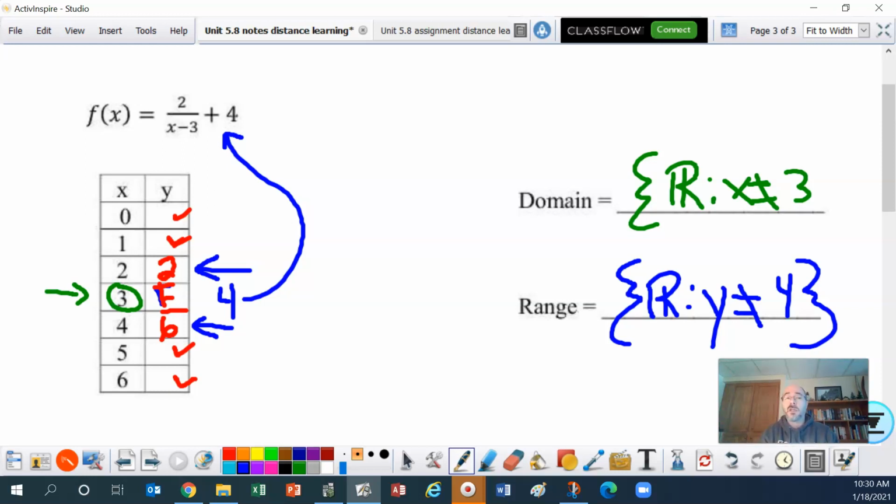So the equation tells me what will or will not work. Go back and look at, how about the domain? Look at the domain number. Go back and look at those other ones.